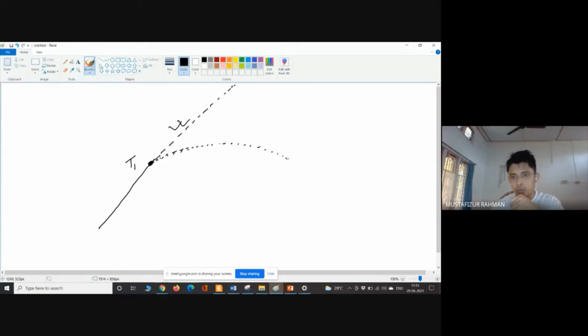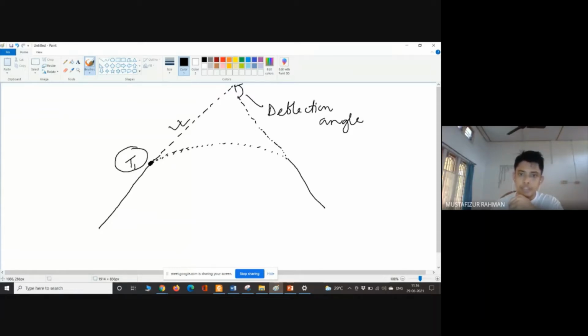Then the road will go along this way, for example, and if this would have been a straight line, this would have connected like this. So the angle made here, that was our deflection angle. So by this angle, the direction of the road has changed or deflected. So that is why this is deflection angle. This is T1, first tangent point. This is T2, the second tangent point, if we are considering the movement from this side to this side.